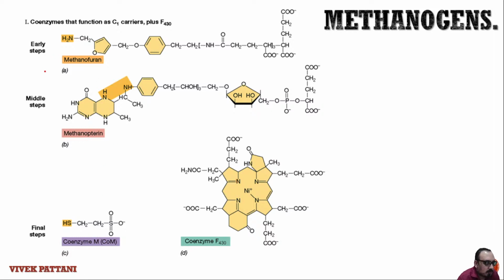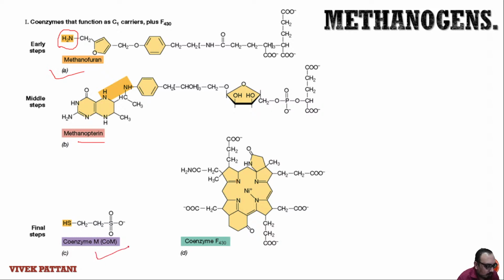The first structure is of methanofuran. You need not draw these structures right now; I will share the link of the PowerPoint presentation from which you can draw the structures. Here is the place where transfer occurs in the case of methanofuran, and this one is methanopterin.